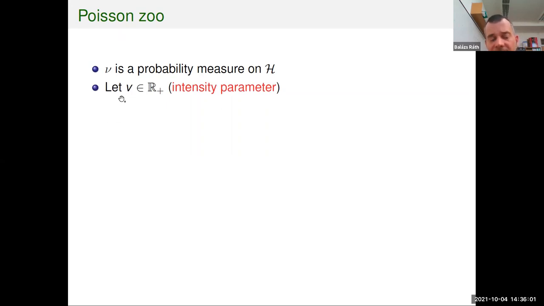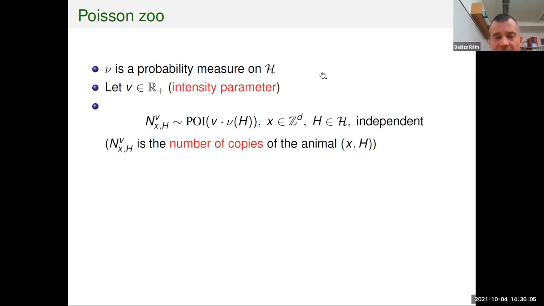And then there is also going to be an intensity parameter v. And I'm going to define some sort of Poisson point process, but it's so simple that you can define it using Poisson random variables. So here is the notation. N^v_{x,H} is going to be the number of copies of the animal H rooted at x. And then I'm going to define this N^{x,H} to be a Poisson random variable with parameter the intensity multiplied by the probability of seeing this animal under the measure nu. And this is defined for all vertices and all animals, and these random variables are all independent.